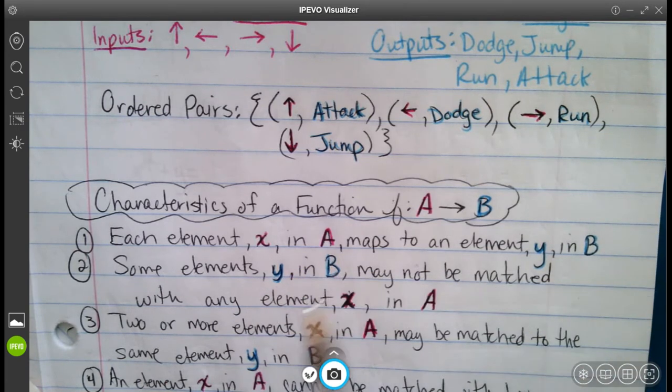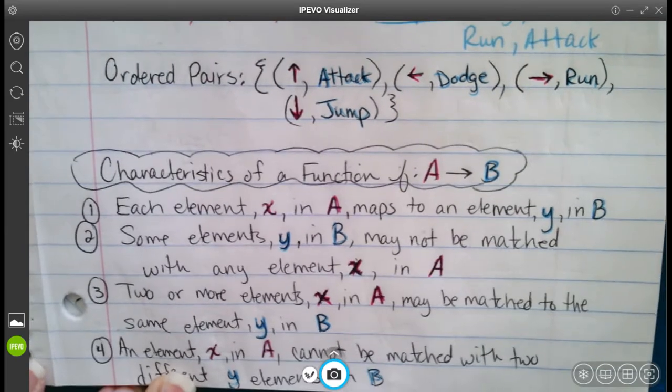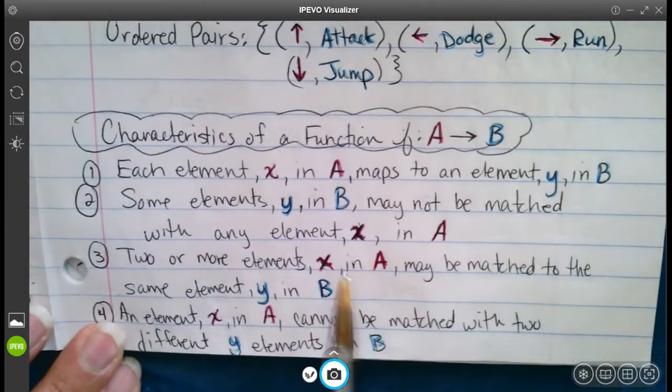On that x value, so therefore it's not going to actually be mapped to at all, and that's okay. Two or more elements x in A may be matched to the same element y in B. So you can have the y's repeating. That's what this means right here.